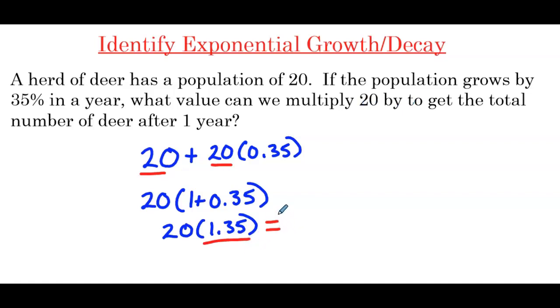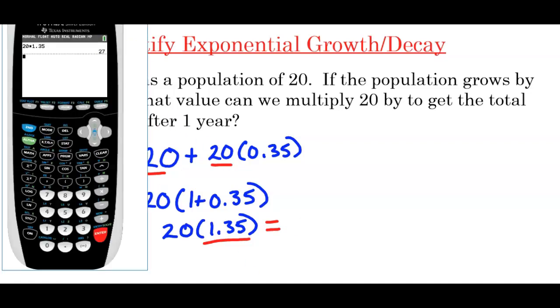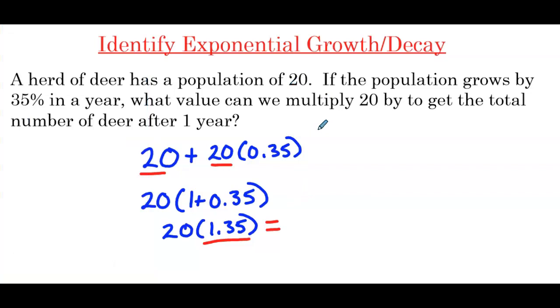Now, what would our answer to how many deer would there be? Well, we can go into our calculator. You can see I already typed it in. 20 times 1.35 is 27. So there are 27 deer after 1 year.